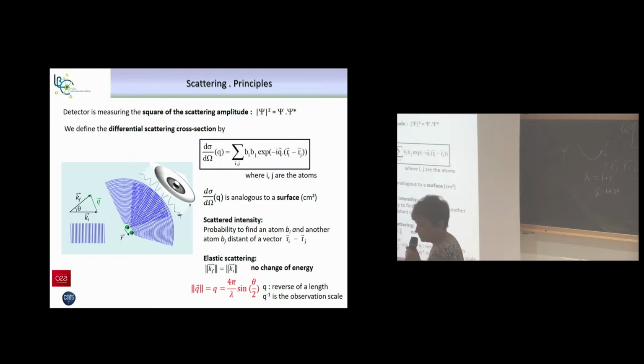So instead of the scattering vector Q, we are using the modulus of the scattering vector Q, but for simplification, we call this Q without any vector and modulus sign. And Q is equal to 4 pi over lambda, sine theta over 2, where theta is the scattering angle, and lambda is the wavelength of the neutron or X-ray radiation. So Q is the inverse of a length. So Q to the minus 1 is a typical length.